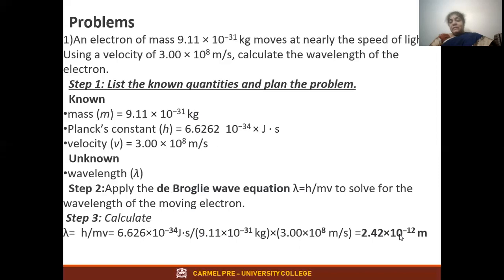Calculate and find out the final answer. It is 2.42 into 10 power minus 12. So students, how do I do this now? Just take 6.626 divided by 9.11 divided by 3.